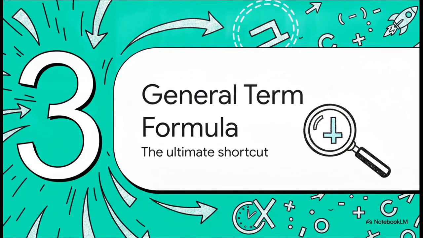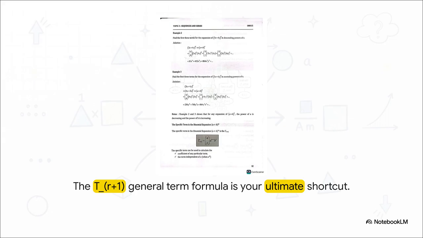Moving on to Part 3, the general term formula. Now this is where we build our ultimate exam shortcut. If a question asks for just the fifth term, you don't want to expand the whole thing, right? So we use the specific term formula, T r plus 1.